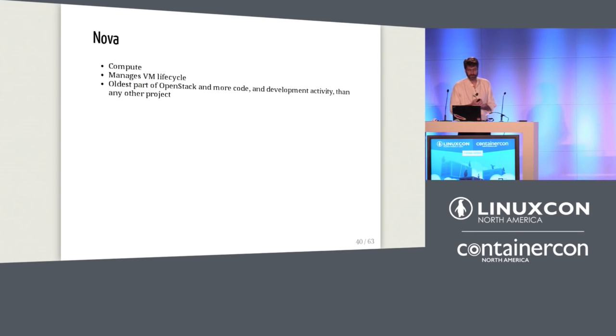All right, then we have Nova. And this is the largest part of OpenStack. It's the one that's been around the longest. This is the portion of OpenStack that was donated originally by Rackspace. And if you look at the statistics, it's also the one that has the most development activity of any of the projects. And this is where people from many of the vendors here at this conference are putting in their particular drivers, their particular functionality, so that you can access their services on your OpenStack cloud.